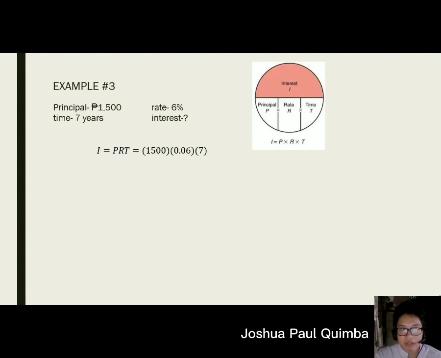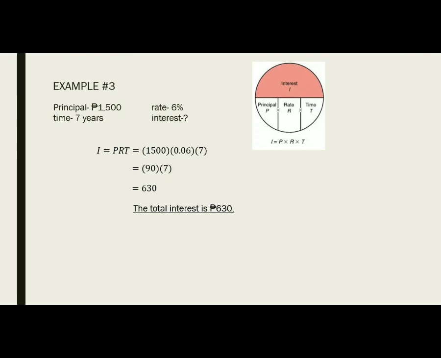Since we now know the formula, all that's left is plugging and solving the digits accordingly. With the principal at 1,500, the rate at 6%, and time being 7 years. Since the time is already in years, we won't divide or convert it anymore. So, 1,500 multiplied by 0.06 is 90. Then, 90 times 7 is 630. So, the total interest is 630 in 7 years. Let's look at the word problem.